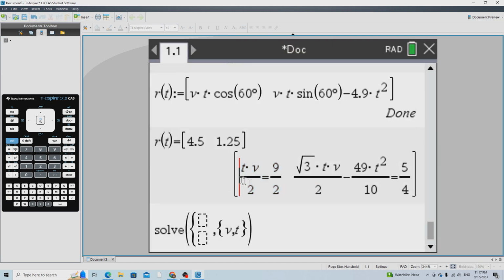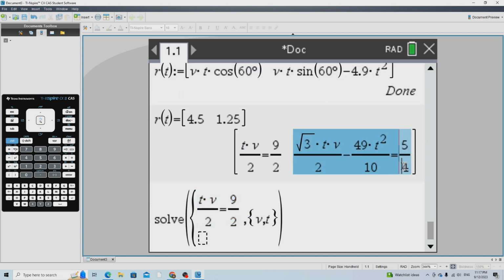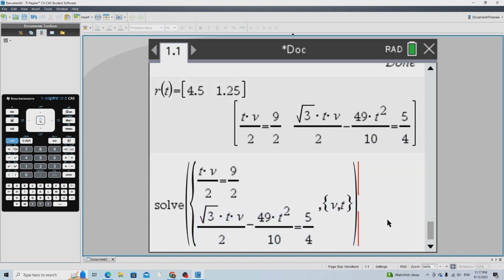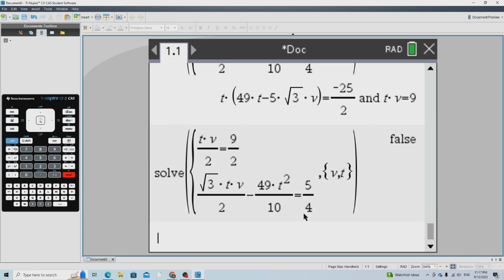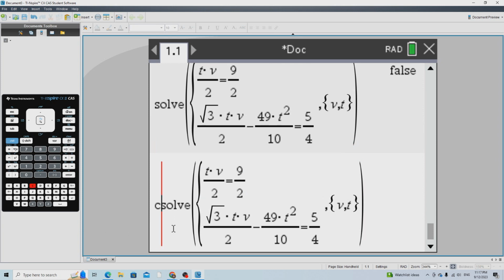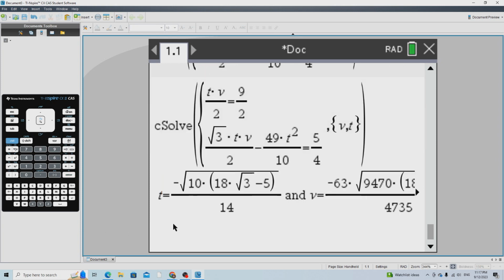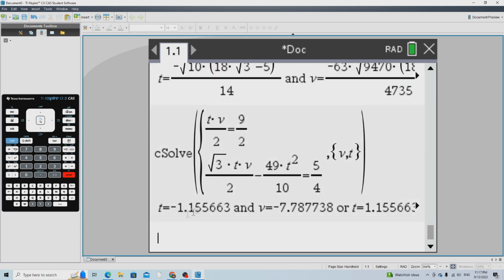So the first equation is this, so let's write it down. And this is that. Enter. Control Enter. And we get false. Why is that? What have we done? What if we write complex solve? Control Enter, and we get values from complex solve. So we get t equals negative. No, this is rubbish because time can never be negative.